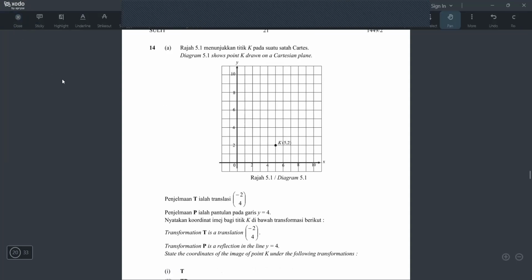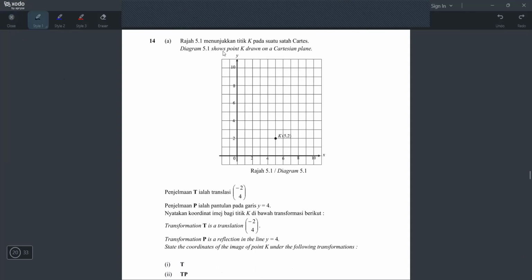So this is transformation number 14. Let's go. Diagram 5.1 shows point K drawn on the Cartesian plane. Okay, I can see point K. They will label it for you: 5, 2. Transformation T is translation (-2, 4). -2 is to the left, 4 is upwards. How do I know this? The top number is for the movement left and right, the bottom number is for the movement up and down. Since it's negative, that's why it's to the left. Since it's positive, that's why it's upwards.